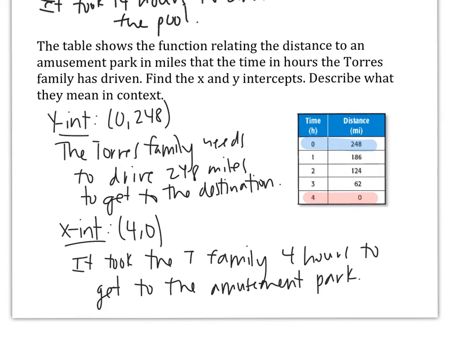Must be a pretty good amusement park to drive 4 hours there, right? So we just looked at word problems where we had to figure out the x and y intercepts, and then what they mean in context. That means writing a full, complete sentence to describe what those intercepts mean.